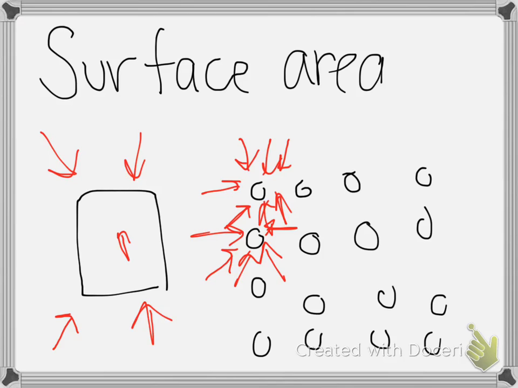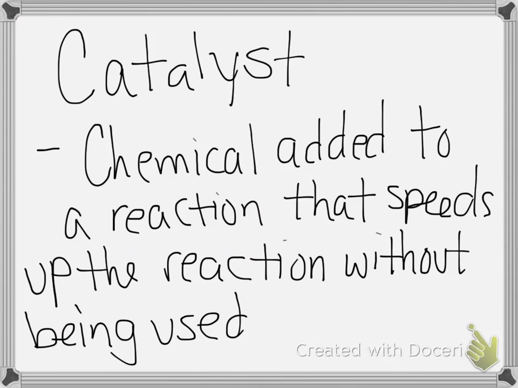Alright, so if I have a solid piece of magnesium and I drop that into hydrochloric acid, it's going to react. But if I took that same amount of magnesium in a powder form and dropped it into the same concentration of hydrochloric acid, it's going to react a lot faster. Okay, so surface area, the more of it you have, the faster the reaction is going to be.